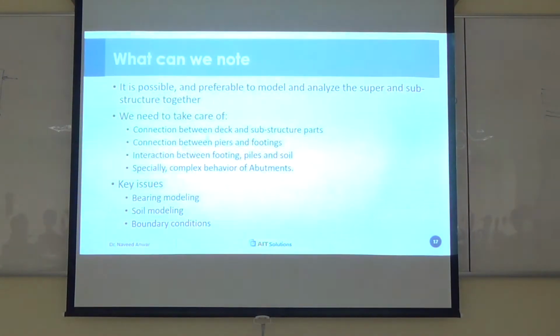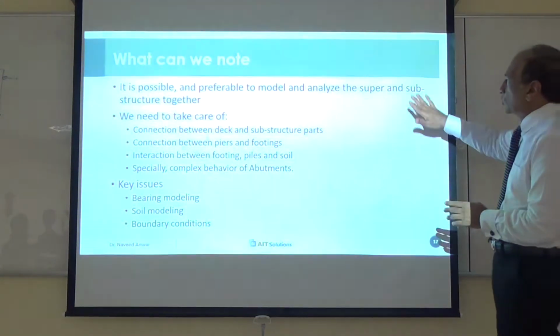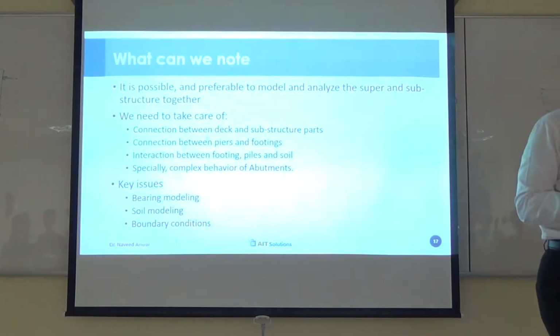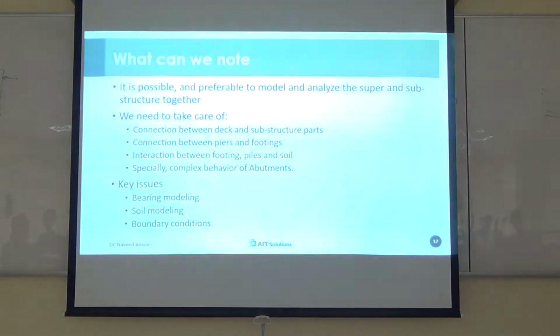So what can we note? What we note is it is possible and preferable to model and analyze the super and substructure together. That's the first thing. We cannot assume that super and substructure are separated. They are connected. And depending upon the type of connection, we can continue to model them as bearing, as fully connected, as whatever connection is there, we just model it. Even if it is rigidly connected, we just model it. If it is simply supported, we model it that way. If it is bearing, we model it that way, but we complete the model as one.